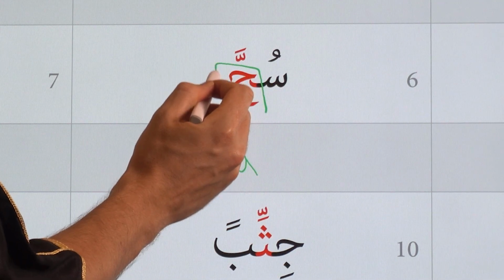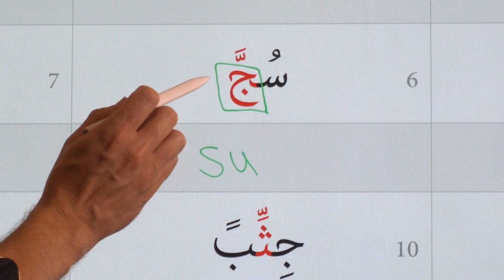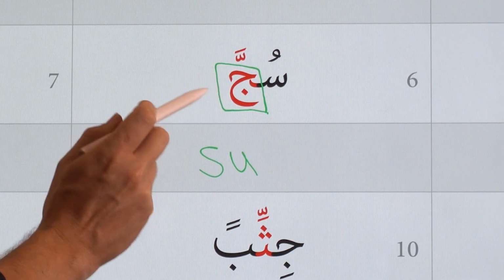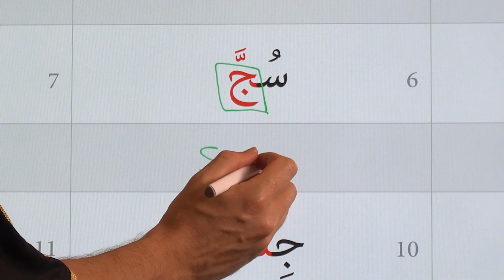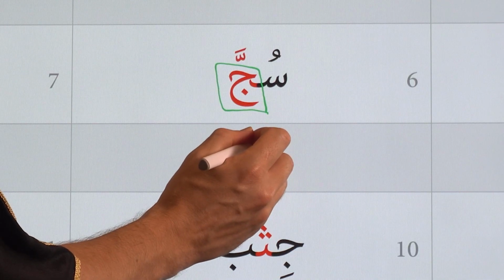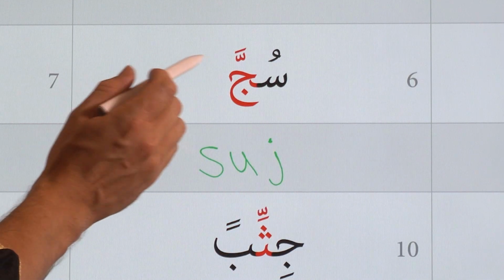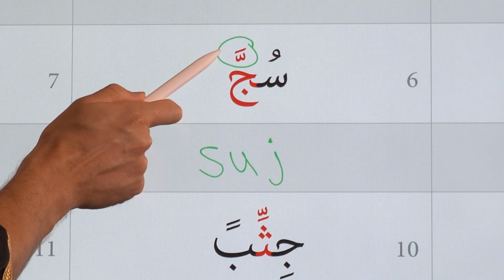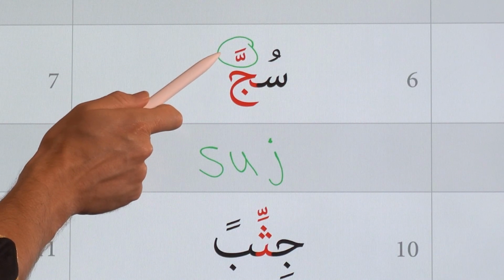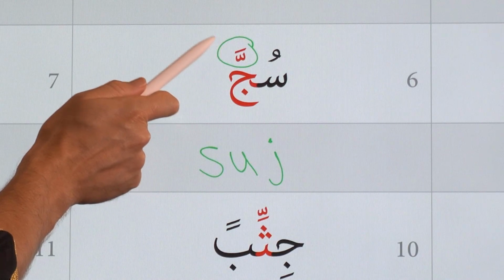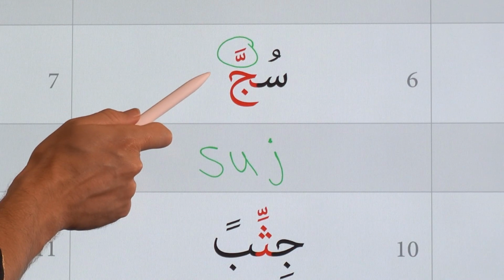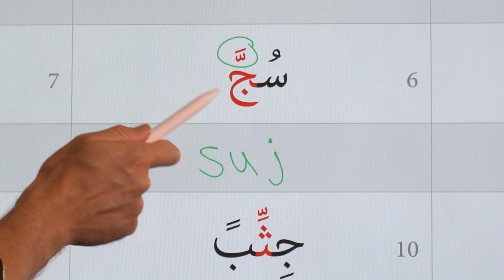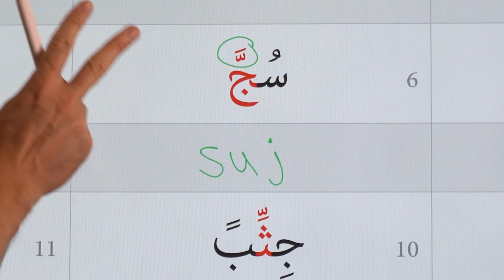Then we, once again, begin by identifying the letter. That wave shape with a dot underneath is the letter jim. So we're going to write a J for the letter jim. So then next we look for the harakah. And what do we find? We find a shadda. What does the shadda indicate? It indicates a double letter. So because it's written above the letter jim, that means that there are two jims.